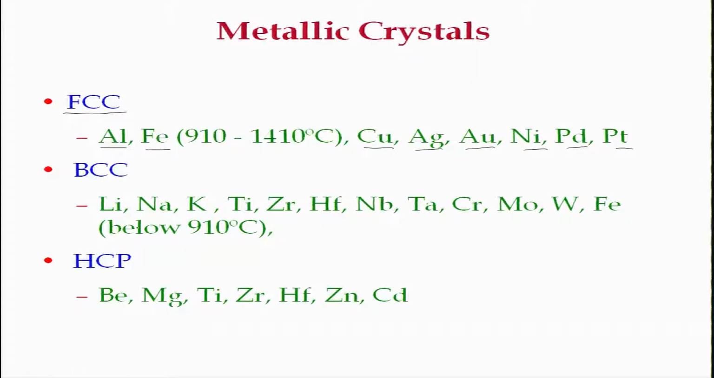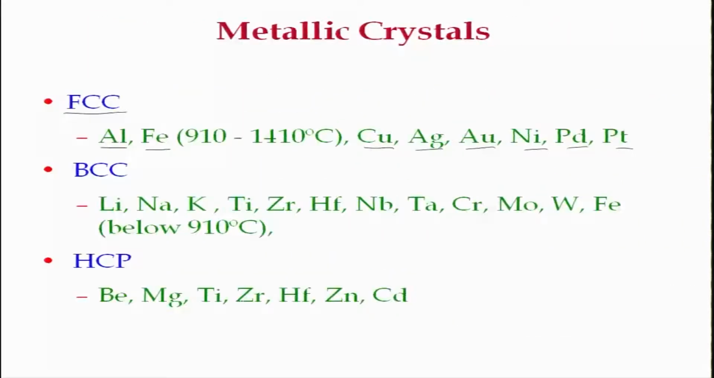We have talked about hexagonal system, hexagonal lattice, but we have not talked about hexagonal close packed. We will see what hexagonal close packed system is. Metals like beryllium, magnesium, titanium, zirconium, hafnium, zinc, cadmium, they all are hexagonal close packed structured materials.